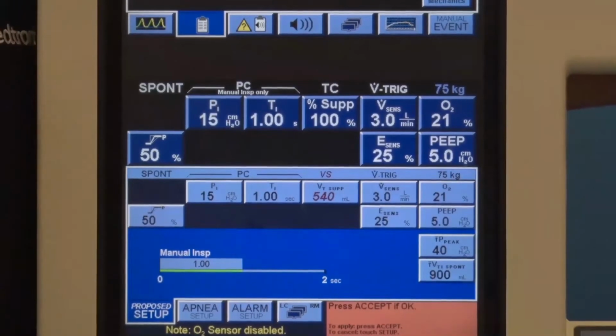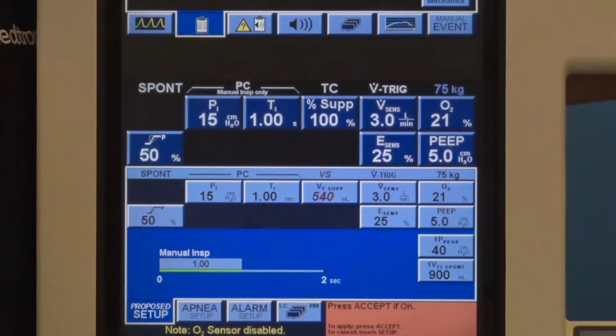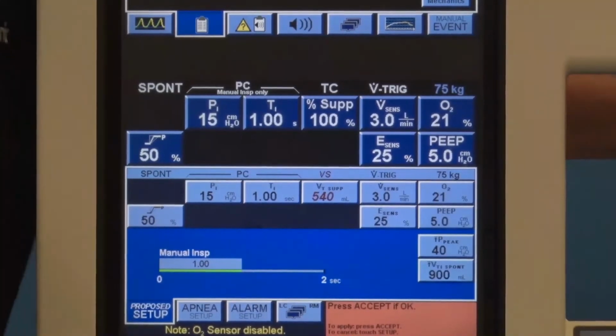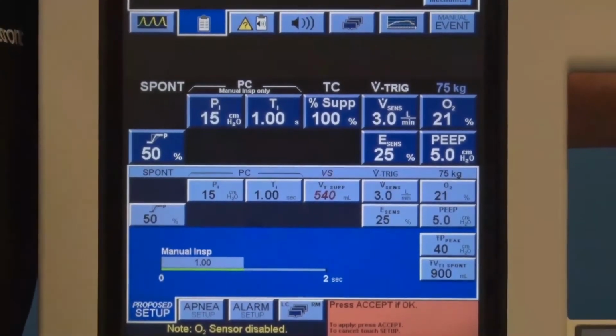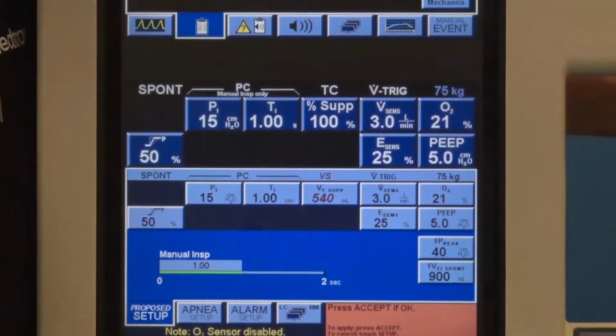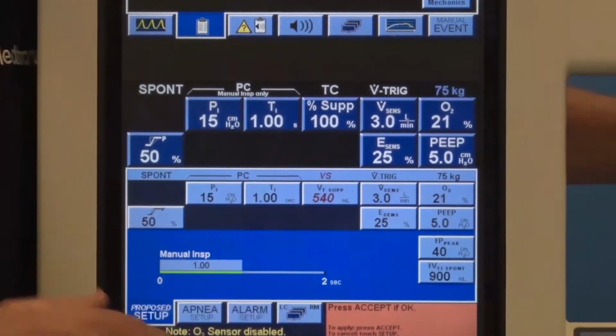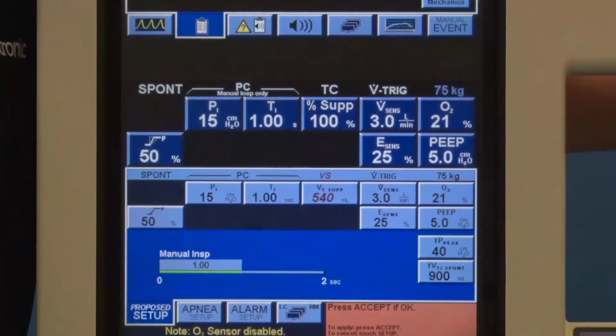VC plus is for assist control breaths, or SIMV. Volume support is really the exact same approach, but it's very specific to spontaneous breathing only. So, kind of like pressure support, hey, I want my patient to get, I don't know, a PS of 5, a PS of 10, and you adjust it a little bit until you get a tidal volume you like. Well, let's just do that completely in the opposite order.